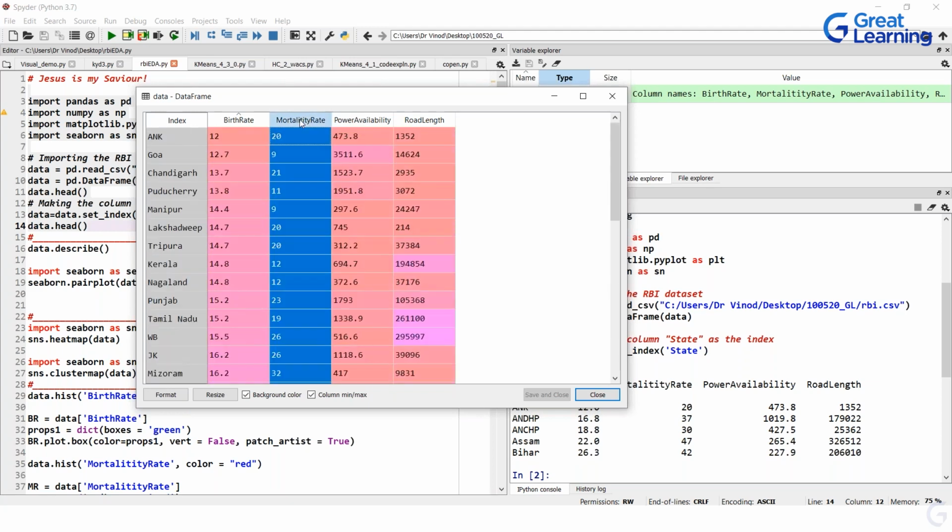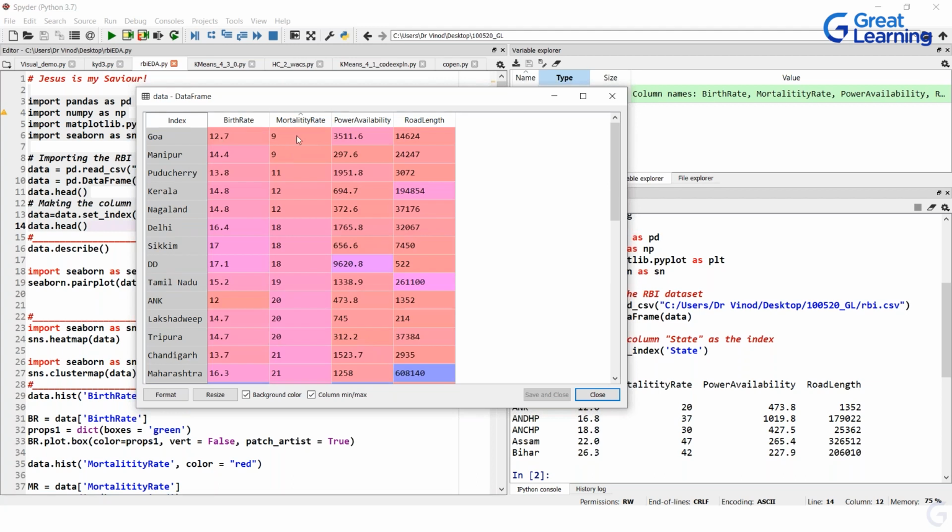We'll go to mortality rate. And if I click here, then again, Goa is very low. Manipur is very low. Pondicherry is low. Kerala is low. Nagaland is low.